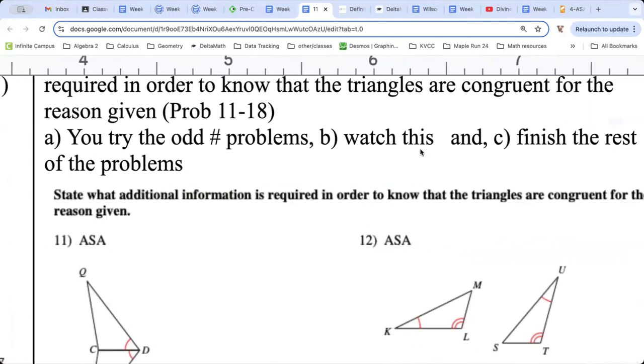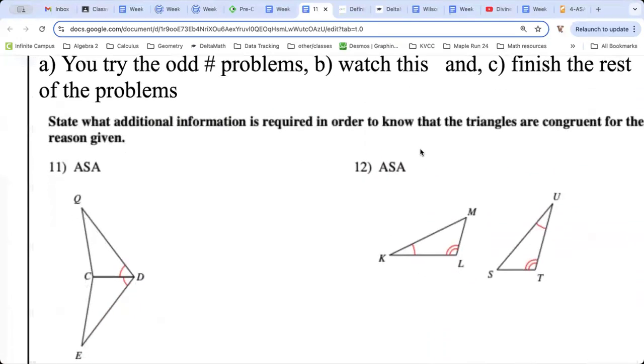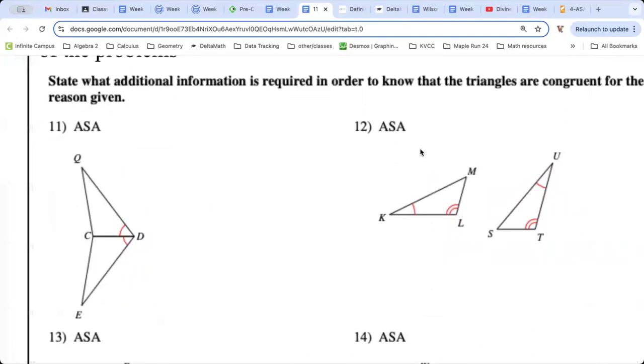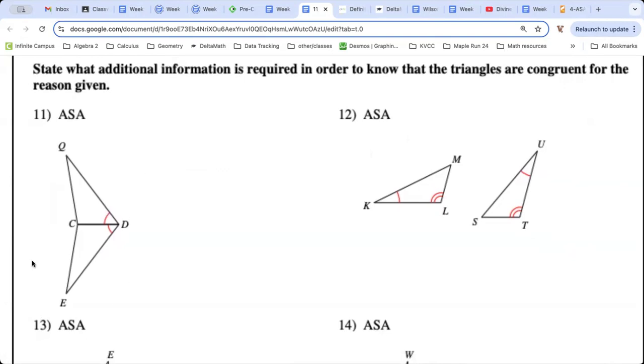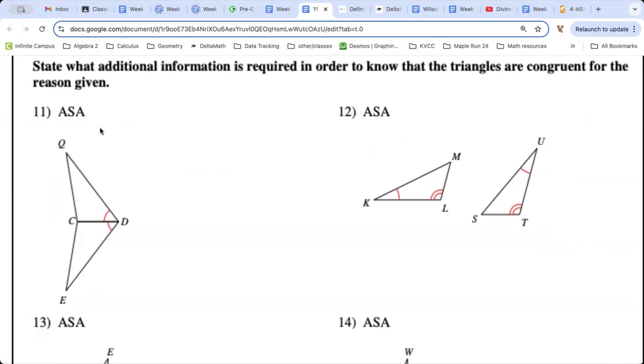All right, now let's take a look at the other group of problems. Now this time, they want to know, or let's just read it. It says, state what additional information is required in order to know that the two triangles are congruent for the reason given. So they desperately want to prove these two triangles are congruent. They want to use angle side angle rules to enforce this congruency.